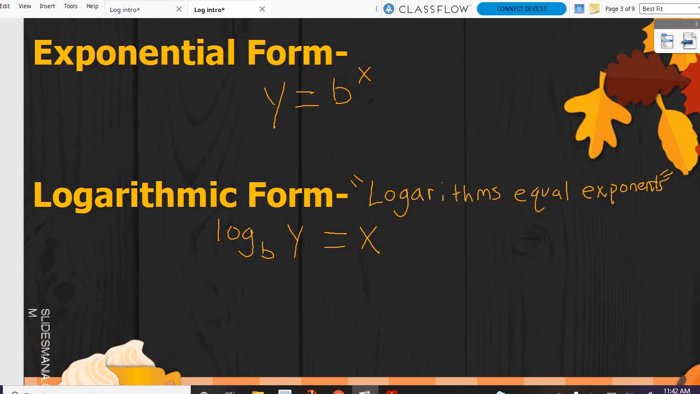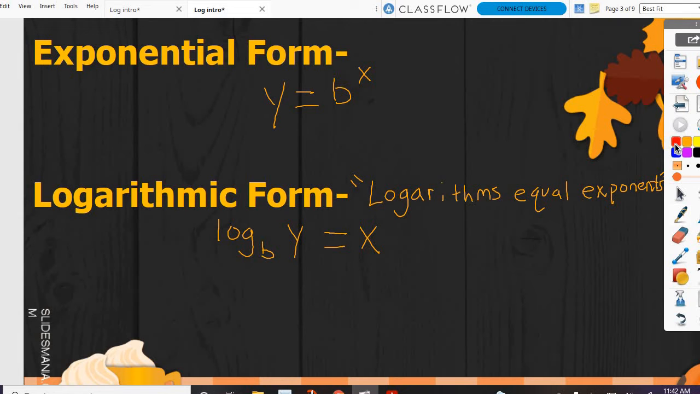So notice that the whole reason we like logarithms is because it gets our variable out of our exponent. So here, my x is now out of my exponent. So if we needed to solve for x, you can rewrite in logarithmic form to get it out of the exponent. Now, can anybody remind me of our two special logarithms?